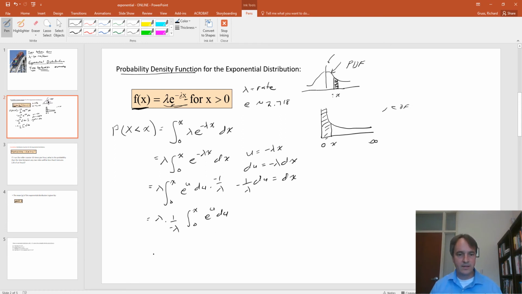So I'm going to go ahead and in a single step combine these, so that's just going to be negative 1, and the antiderivative of e to the u is just e to the u, so we'll do e, and then we'll go ahead and back substitute that minus lambda x right here, minus lambda x, and we evaluate that from 0 up to x.